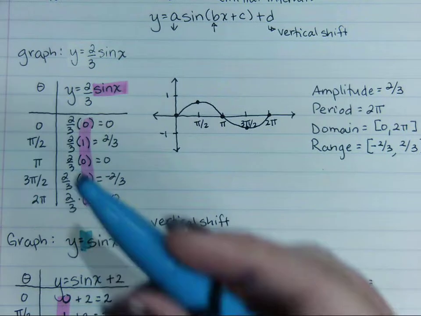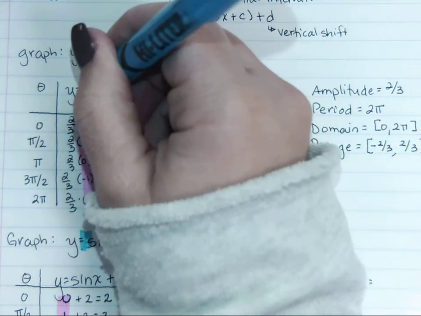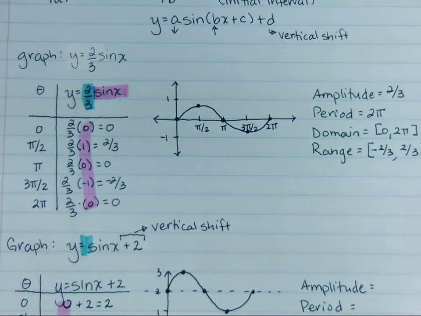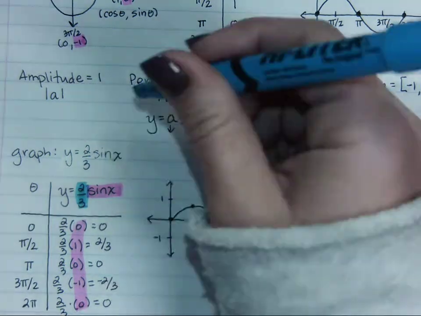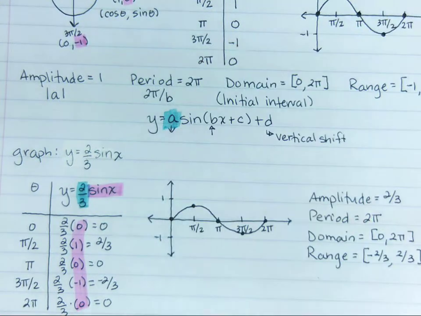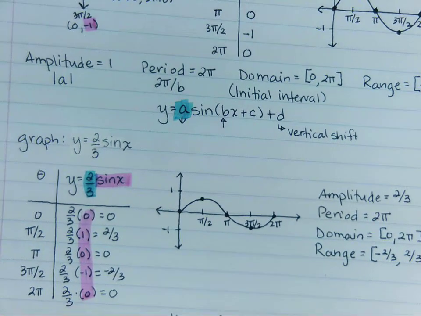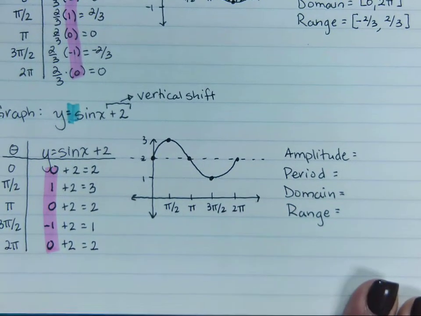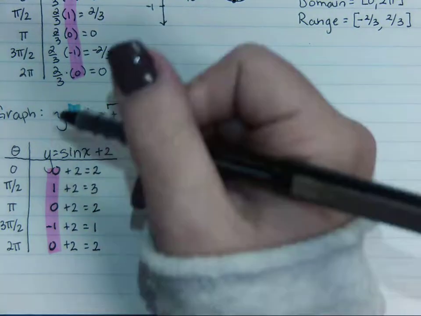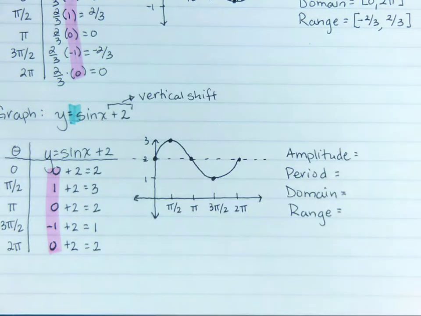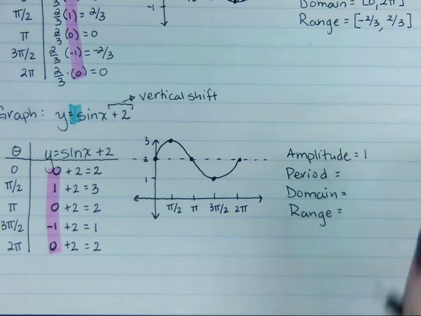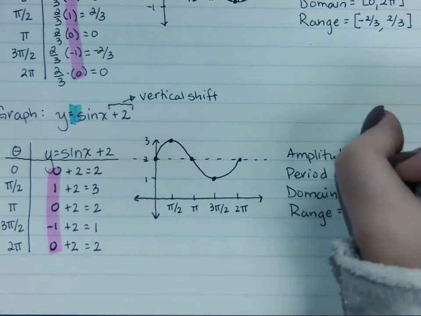Just like up here, 2/3 was my amplitude, that's the height. And again, that's the A value, or the absolute value of A. Right? And so when I come back down here and I look at this, there's no number written, which means that it's just automatically a 1. Period is still 2 pi.